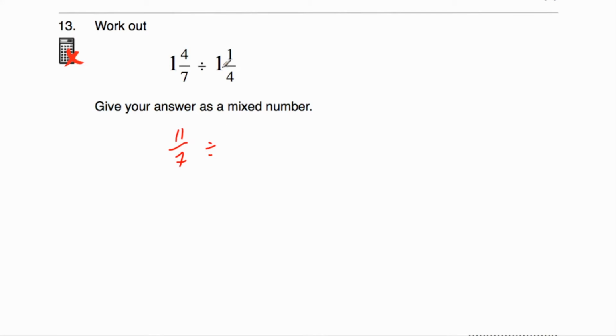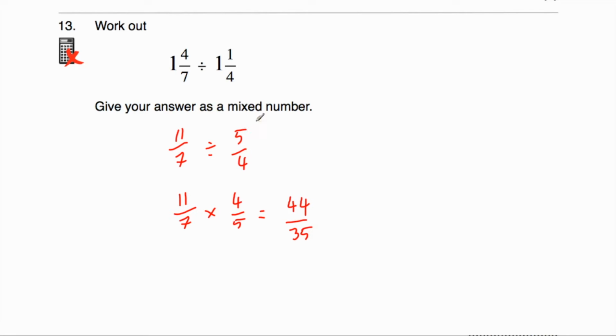And we're dividing that by 1 1/4, so 1 times 4 is equal to 4, plus 1 is equal to 5, so that's 5/4, or again, in a whole there's 4/4, plus another 1 will be 5/4. So we've got 11/7 divided by 5/4. So remember, we're going to multiply by the reciprocal, so we're going to have 11/7 multiplied by 4/5. So now what we're going to do is we're going to multiply the numerators and multiply the denominators. So 11 times 4 is equal to 44, and 7 times 5 is equal to 35. So we've got 44/35. So 11/7 divided by 5/4 would be 44/35.